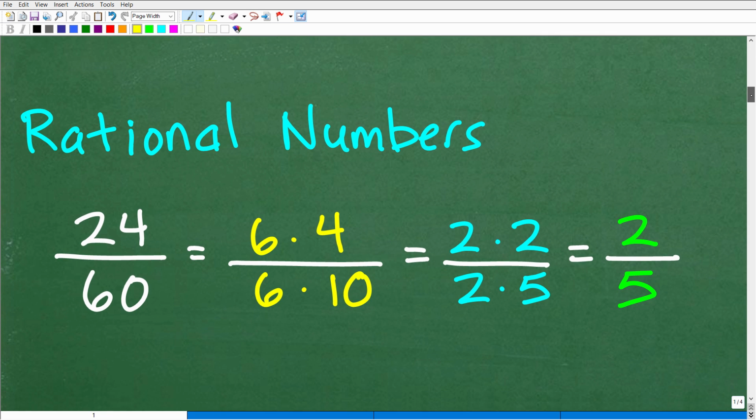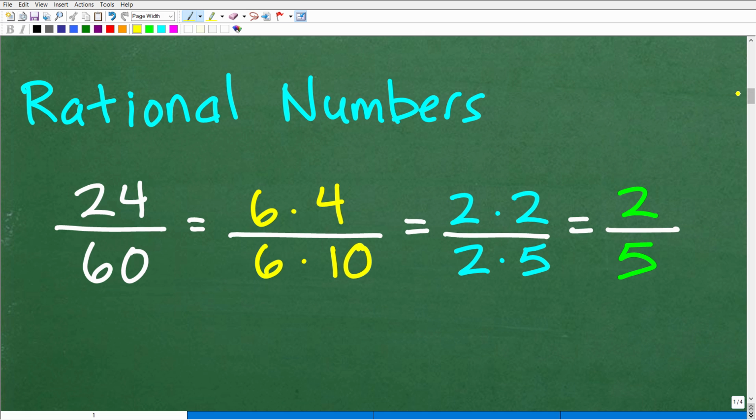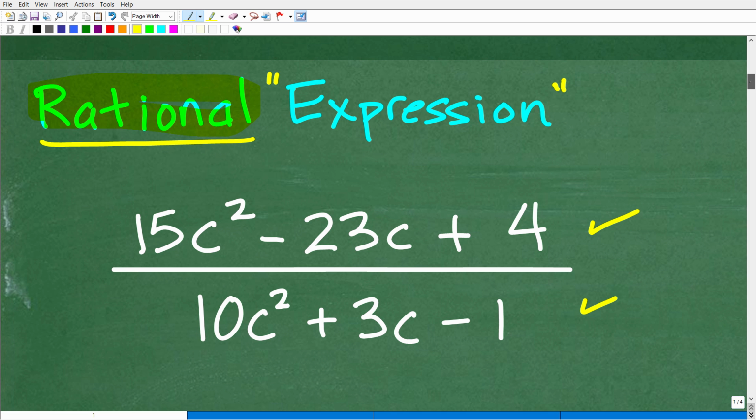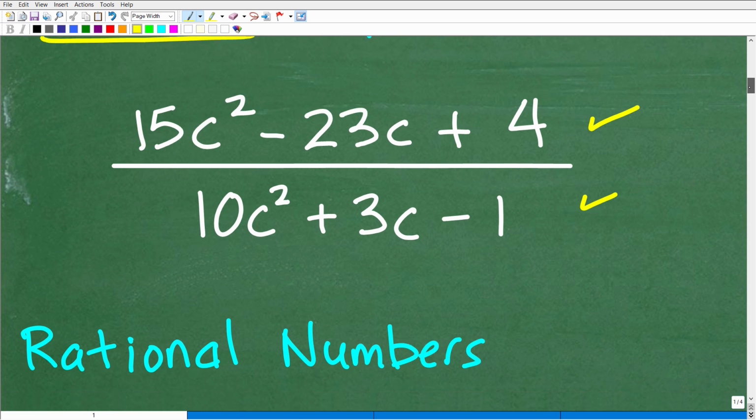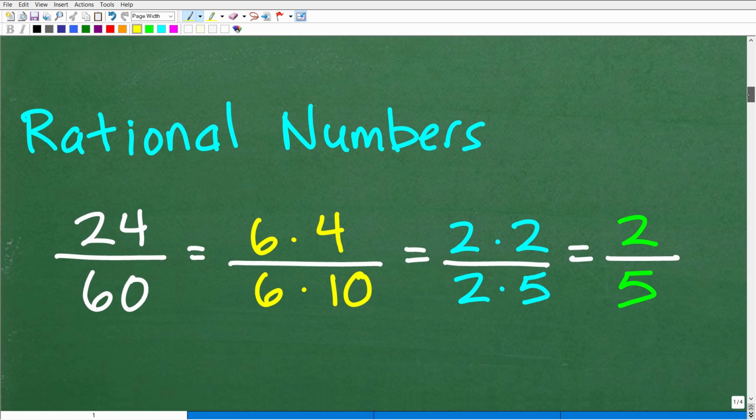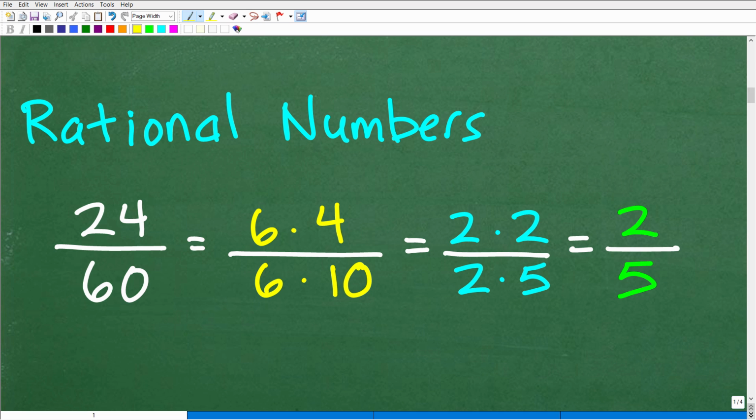Okay, so let's go ahead and review rational numbers. Here we're going to be simplifying a rational expression. That's the objective of this problem. But let's talk about simplifying rational numbers, okay? A rational number is a number that can be expressed as a fraction, all right? So a fraction like 24 over 60 is a rational number.